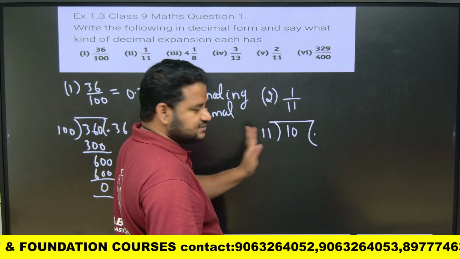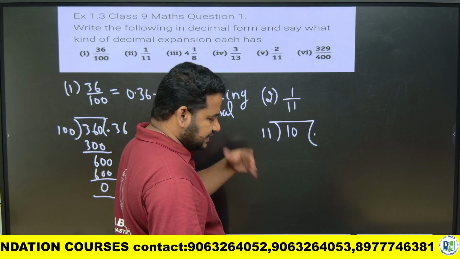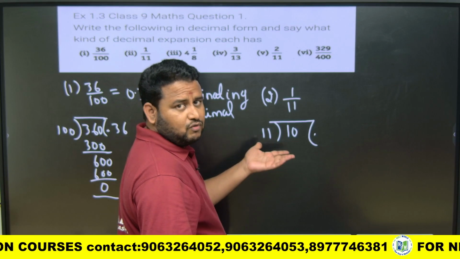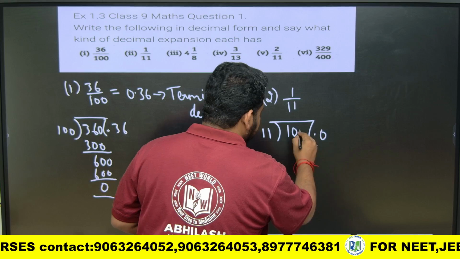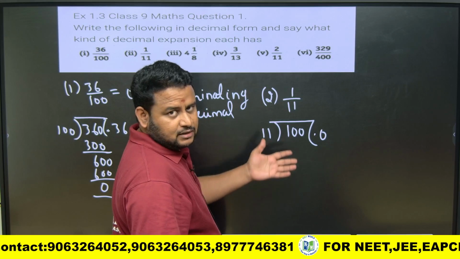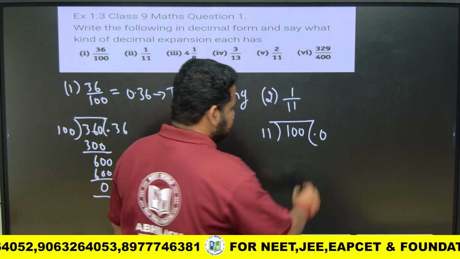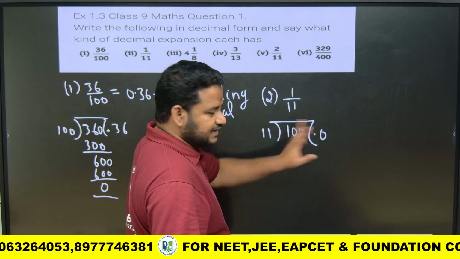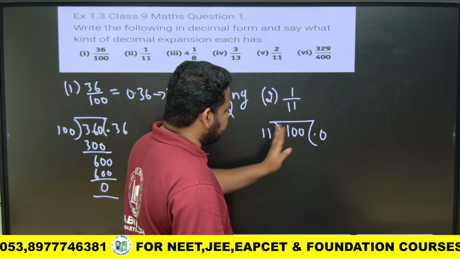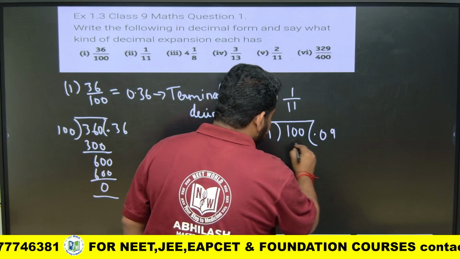But 10 is less than 11. So I should put 10 here. So this will become 0. Now I can divide 100 by 11. 10 I cannot divide by 11 directly, so I have to put 0 again. That's why point and again I got 0. So for 100, I can write 9 11s are 99.